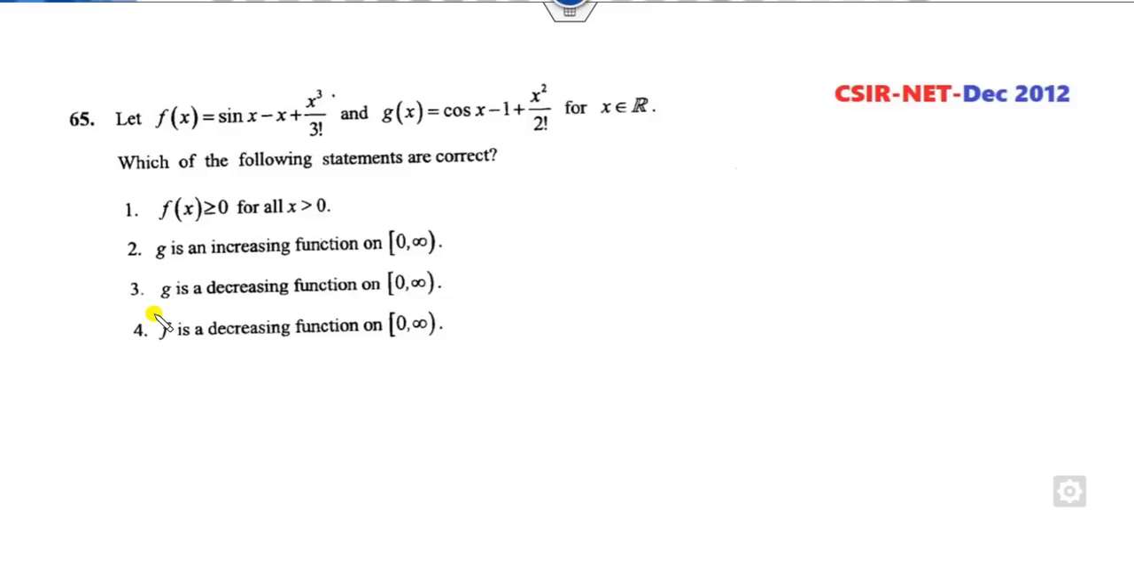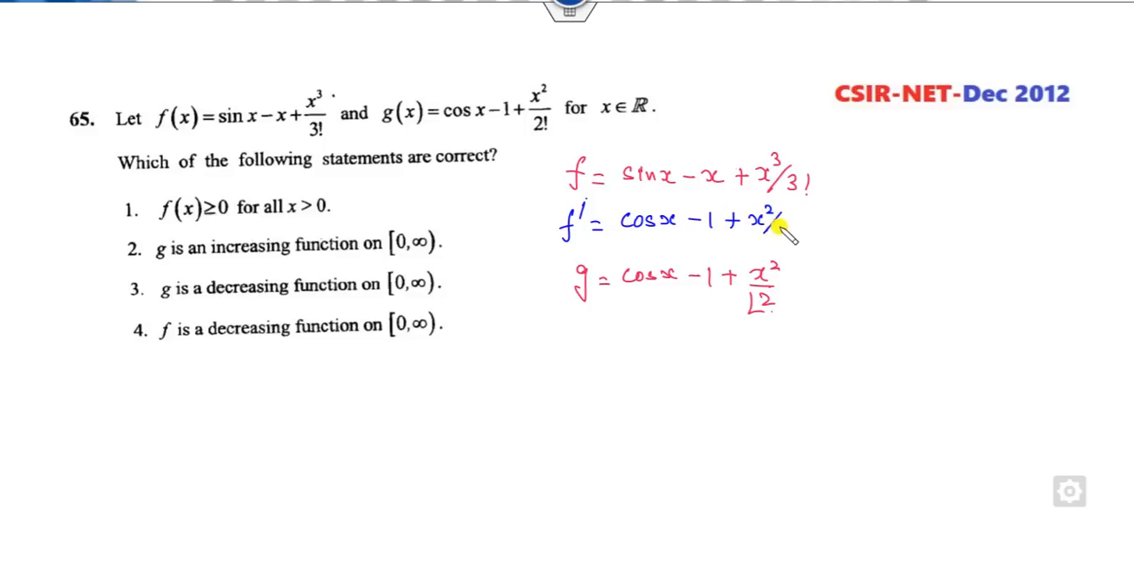Okay, which of the following are correct statements? So how can you think about that? F is sin x minus x plus x cubed by 3 factorial. G is cos x minus 1 plus x squared by 2 factorial. If I take the derivative of F and the derivative of G, because we need to know whether F and G are increasing or decreasing, it is cos x minus 1, the 3 will cancel out, plus x squared over 2. What is that? This is nothing but my G. This is my G.